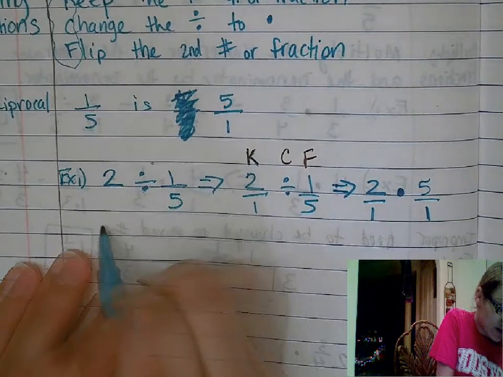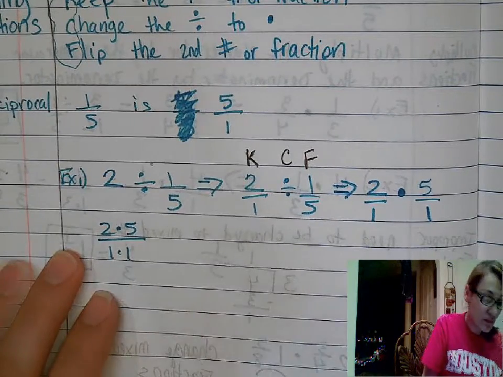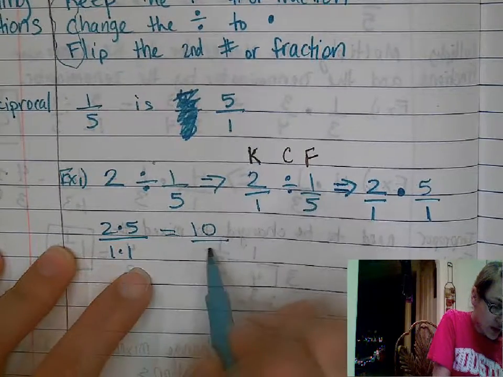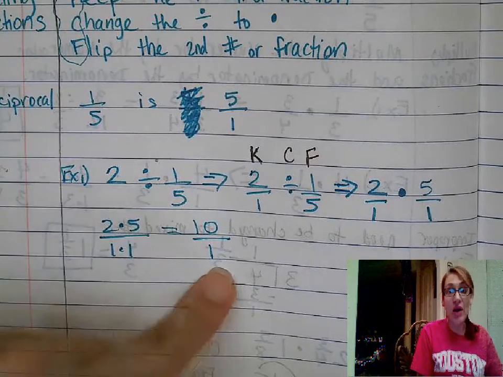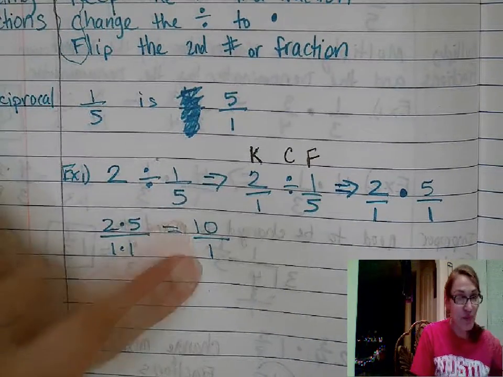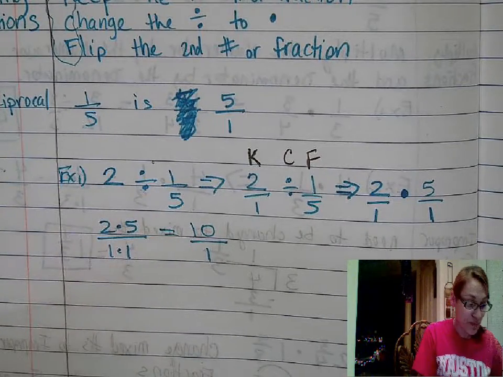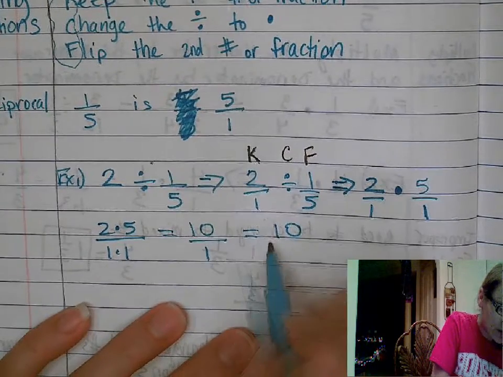2 times 5 and 1 times 1. Well, 2 times 5 is 10, and 1 times 1 is 1. And look at what we have there. It's an improper fraction, right? So we don't like improper fractions, and this one happens to be a really nice improper fraction because 10 divided by 1 is just 10. And we're done.